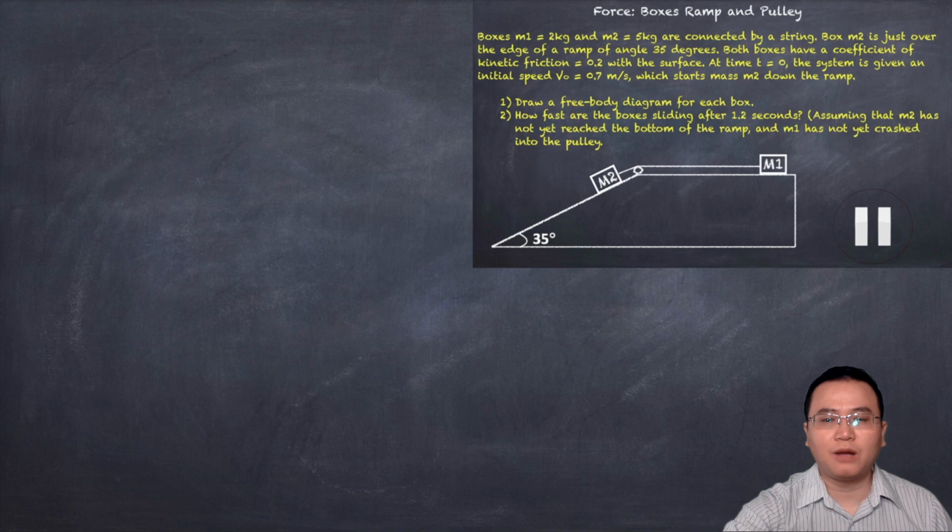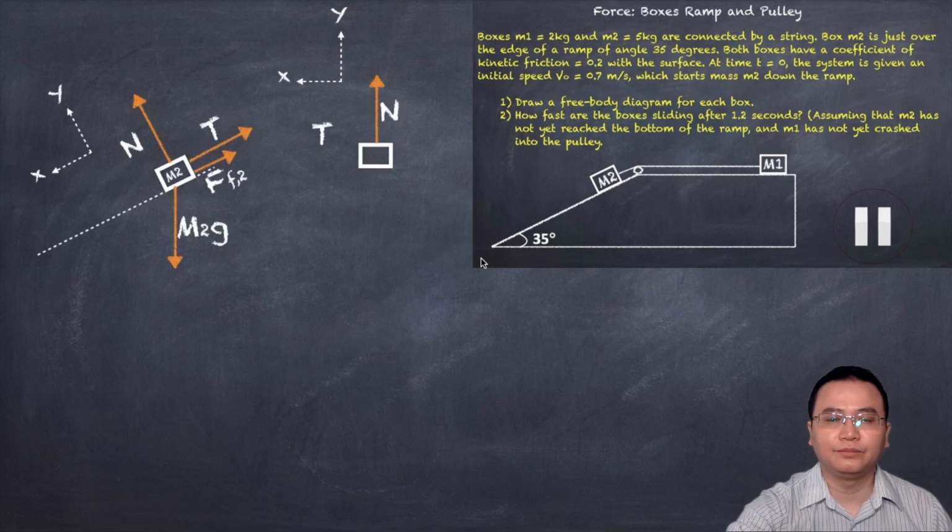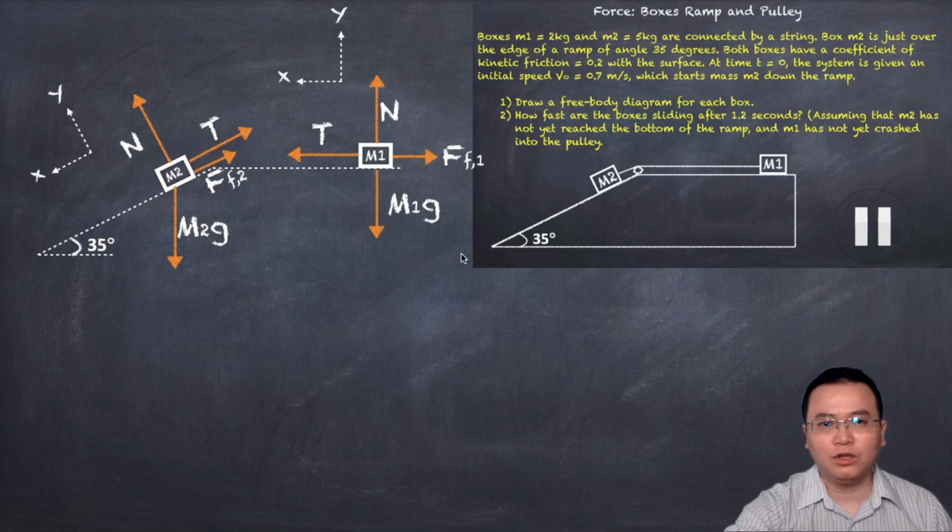So the first part of the problems ask you to draw a free body diagram of the system right here. So let's do that. I'm going to talk about mass 1 first because that's easiest to do here.